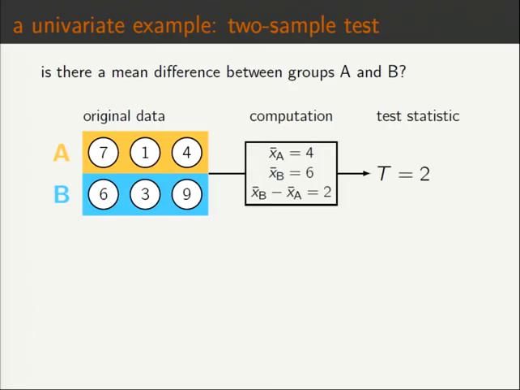Simple univariate example. Let's say we have two different samples, 3 different numbers in each sample. So we have sample A, 7, 1, 4, sample B, 6, 3, 9. And we're interested in whether there is a difference in the mean in the underlying distribution, so the source from which these numbers A and B have been taken from. In order to do so, we compute a test statistic. In the simplest case, the mean of the samples. Mean of sample A is 4, mean of sample B is 6. Then we compute the difference of the two, x bar B minus x bar A equals 2, so our test statistic is 2.